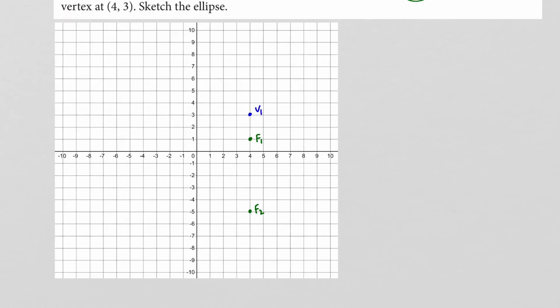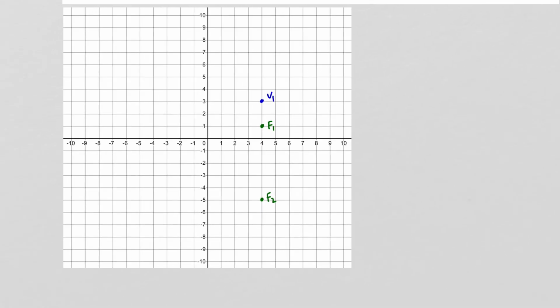So one thing I could do right away is find out where the second vertex is. Well, if this vertex is 2 units above this focus, the other vertex will be 2 units below. So the other vertex has to be right here. Now the center will have to be exactly halfway in between these two foci. Notice the distance between y equals 1 and y equals -5 is 6 total units. So if we go 3 units down, this will put us directly at the center. So the center of this ellipse has an x-coordinate of 4 and a y-coordinate of -2.